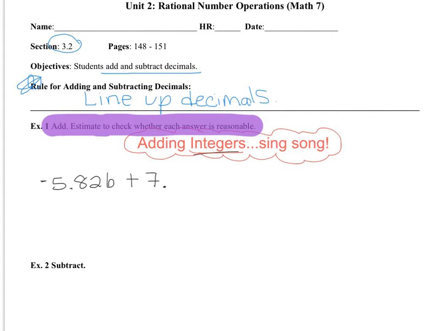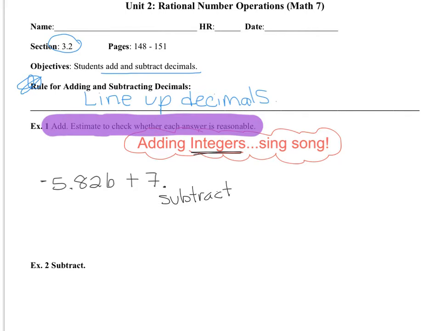Alright, so since we have integers and it says to sing the song, I'm going to go ahead and do that. So same sign, add and keep, different sign, subtract. Keep the sign of the higher number, then you'll be exact. Okay, so we need to subtract because our signs are different.